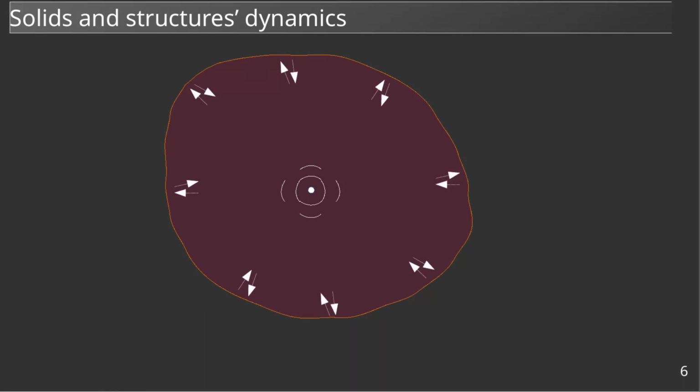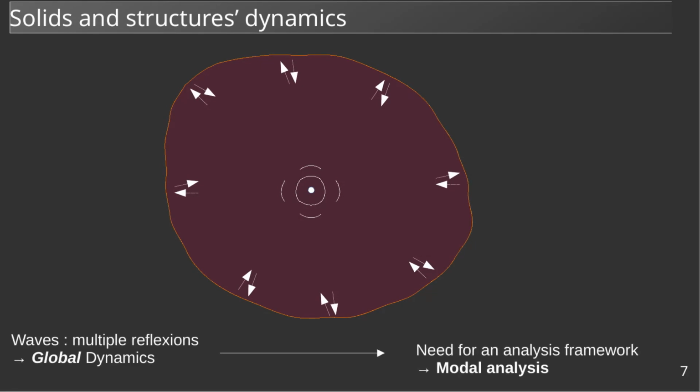At long time, the multiple reflections will generate a complex kinematics that is not easy to describe mathematically. We need an analytical framework for the global study of this system. This framework is called modal analysis.